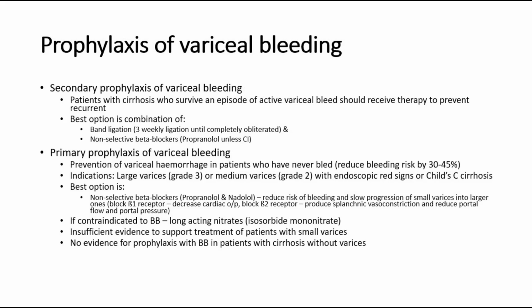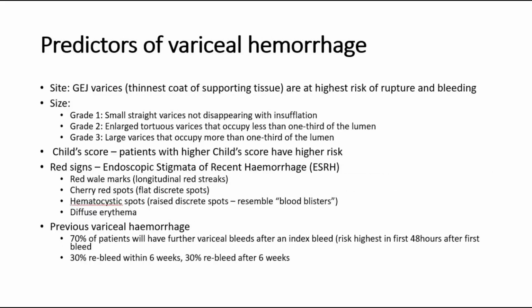These are some of the predictors of variceal hemorrhage. Site: gastroesophageal junction varices are at highest risk of rupture and bleeding. Size: Grade 1 are small straight varices not disappearing with insufflation. Grade 2 are enlarged tortuous varices that occupy less than 1/3 of the lumen. And Grade 3 are large varices that occupy more than 1/3 of the lumen. Child score: patients with higher Child score have higher risk.